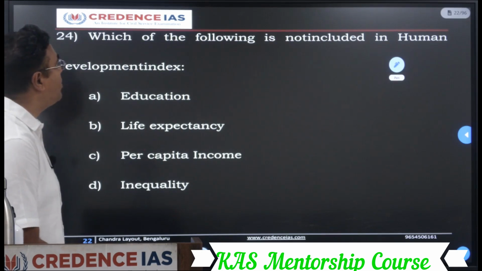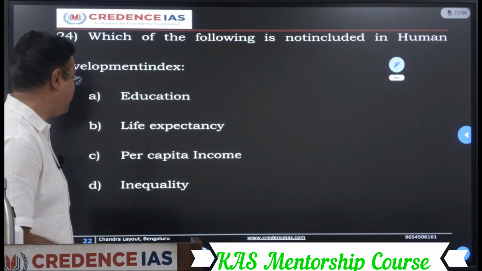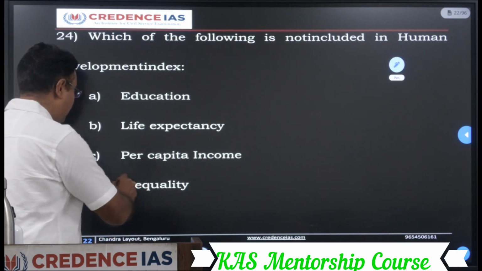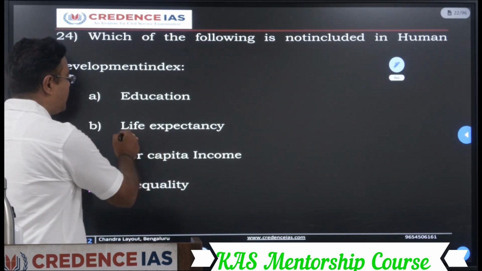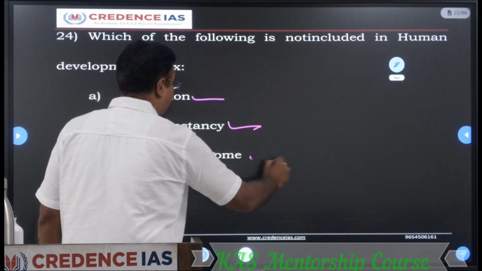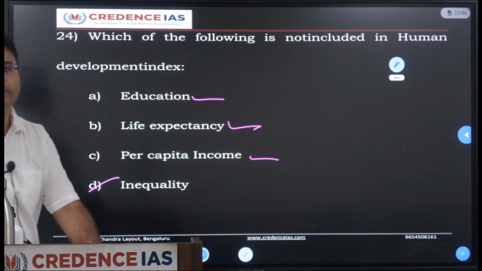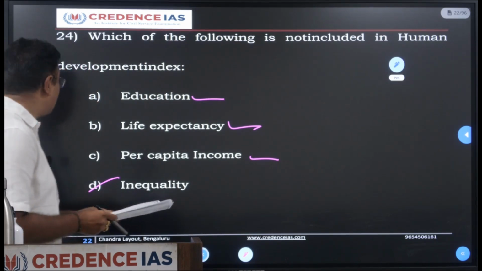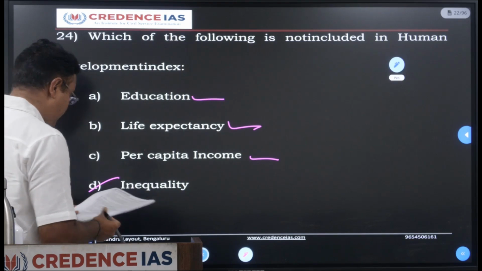Which of the following is not included in human development? So this is direct inequality. Education is there, life expectancy, per capita income. Based on these three parameters the HDI has been devised. So the answer is D.